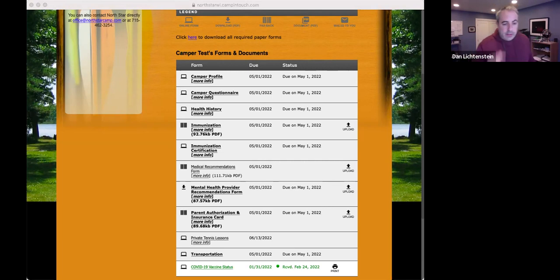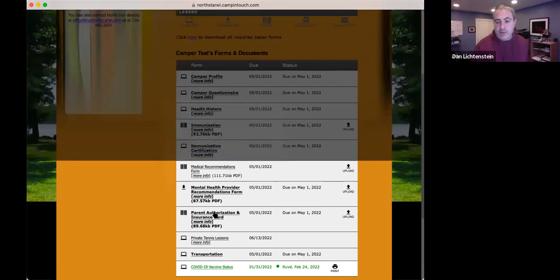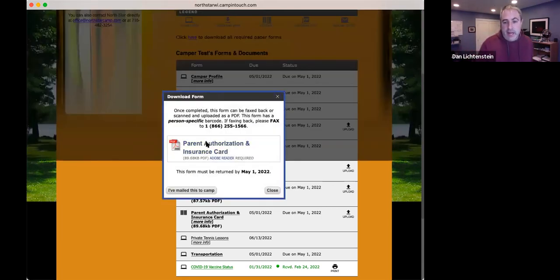And the first is a form called the Parent Authorization Form. It also can be referred to as the insurance card form. We will need a copy of proof of insurance for every camper. And Robin is pulling that form up right now. But this form serves two purposes. The first purpose of this form, again, is so that we have a copy of a proof of insurance.